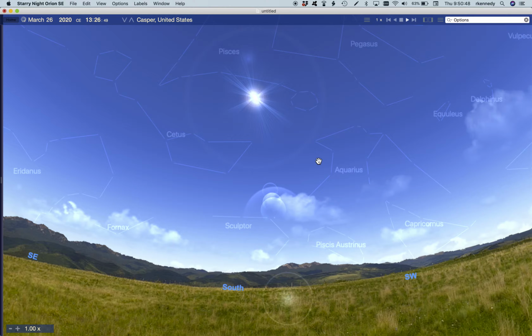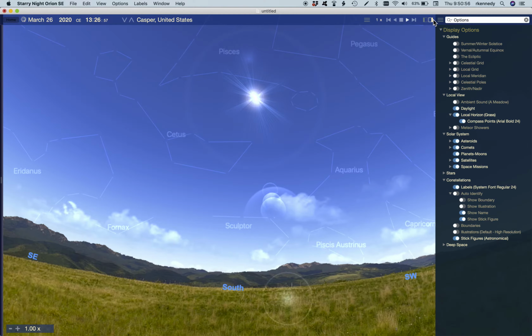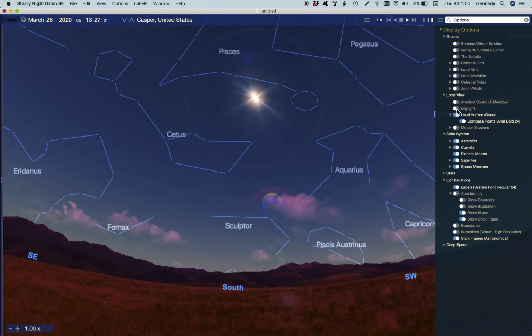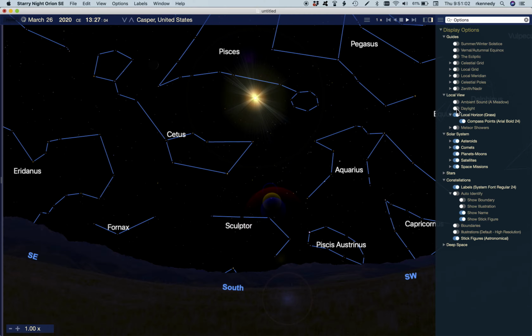Now obviously we can't see the stars in the daytime sky. The sun is too bright, but this is where they would be if we could see them. For example, let's turn off daylight here. The stars are still there, we just can't see them because the sun is too bright.